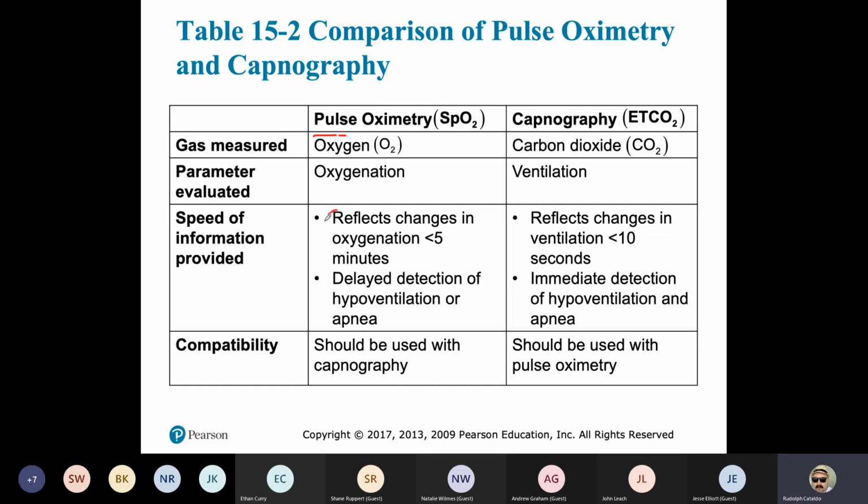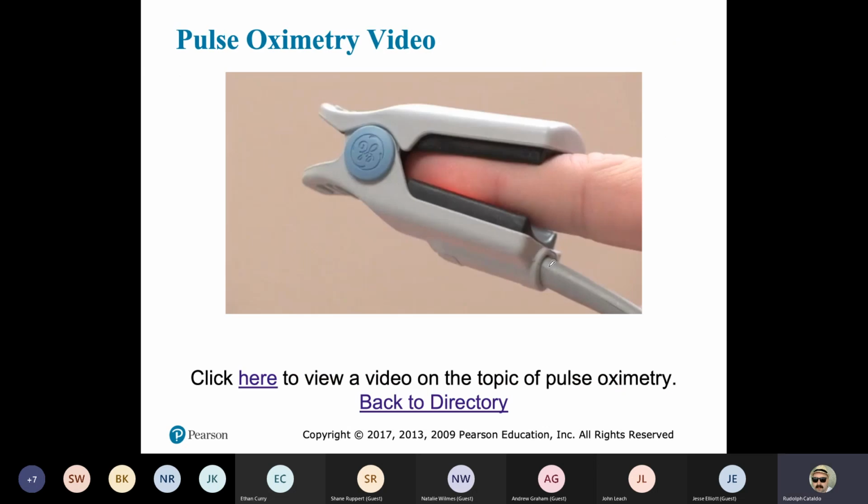Reflex changes, pulse ox in less than 5 minutes. It's kind of a big time frame. Capnography, reflex changes in less than 10 seconds. Now you can kind of see why I'll beat this horse. Now, what's great is when you use them in conjunction with each other. You don't believe the pulse ox, put them on end-tidal and see if what you're thinking is right. Hopefully I don't have to show you guys how to put a pulse ox on.